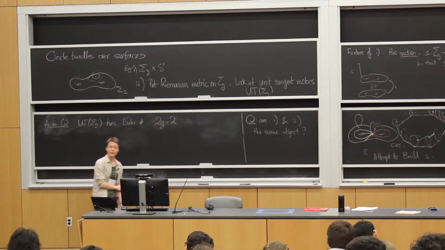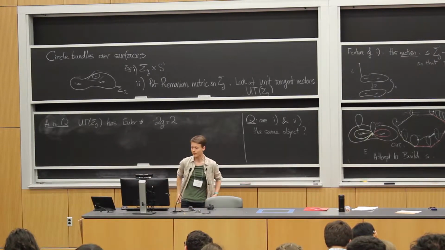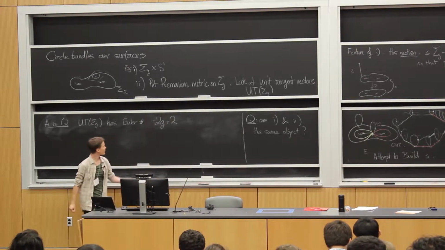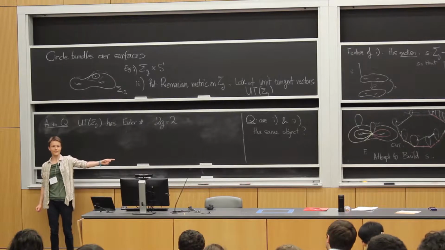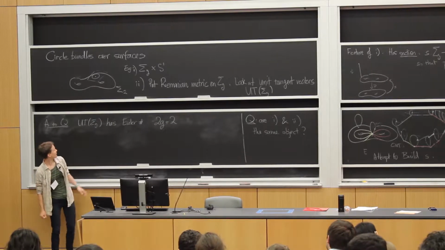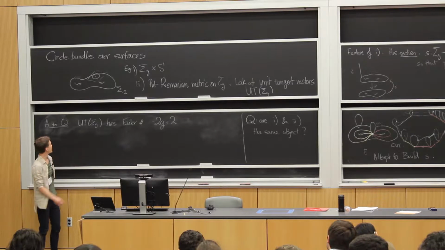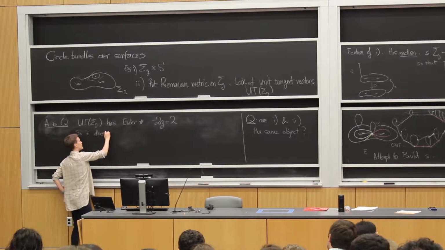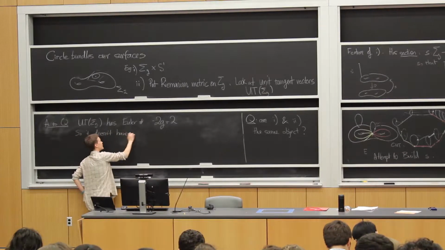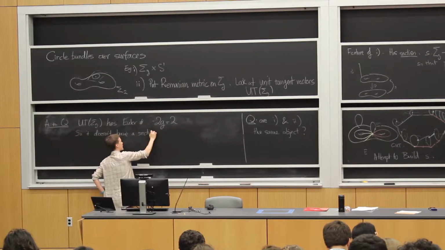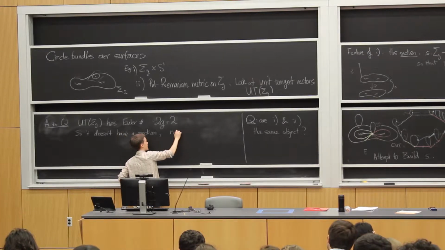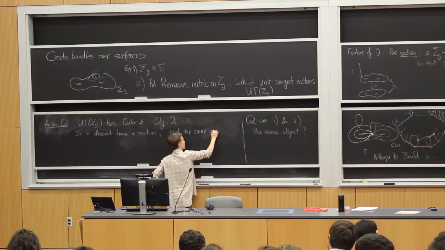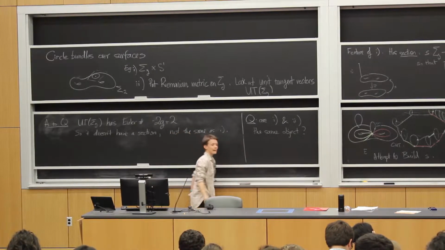And I'll draw you a picture in a second that will give you a hint at how to do this. But right now I want you to take my word for it. Why else would they have used the word Euler to call this number? It's the Euler characteristic of your surface. So it doesn't have a section. And so it's not the same thing as example 1.